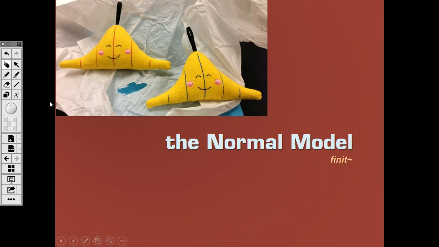Okay, kids, we're back with the last installment of the normal model capstone problems, where we've mastered finding area and using area to find cutoffs. And now we're going to look at an application problem of that.